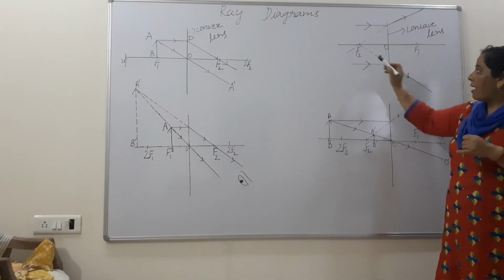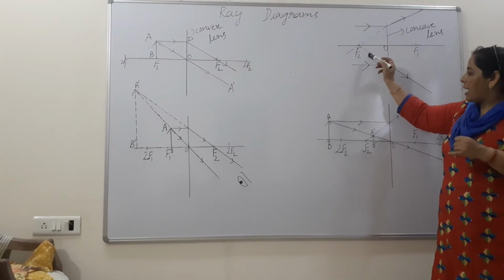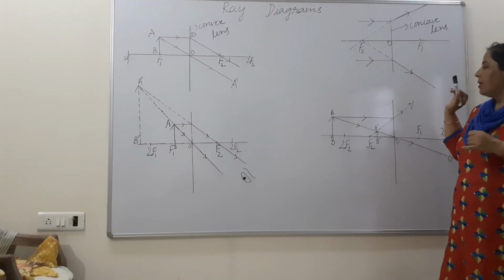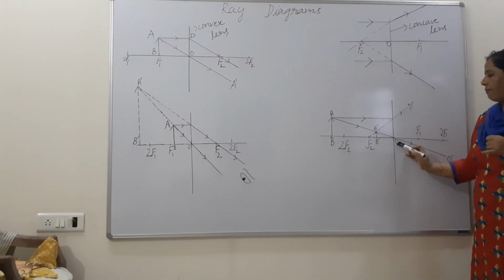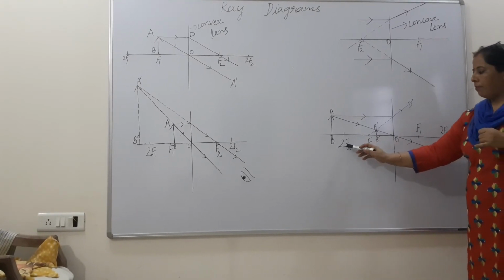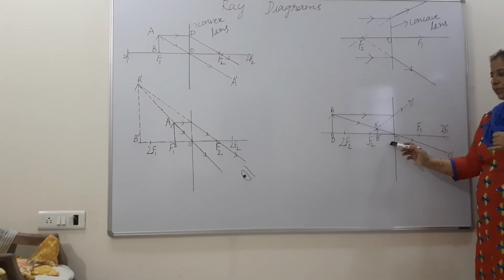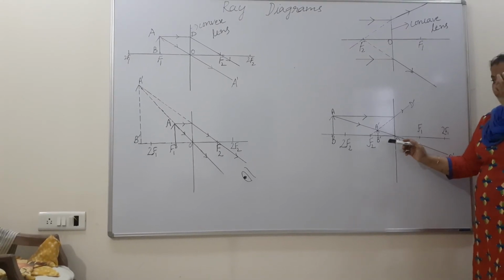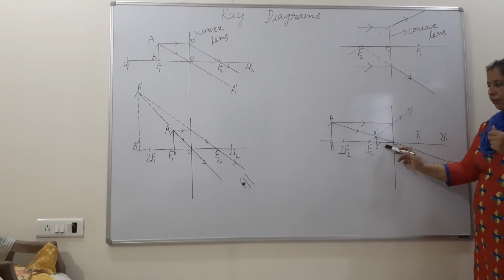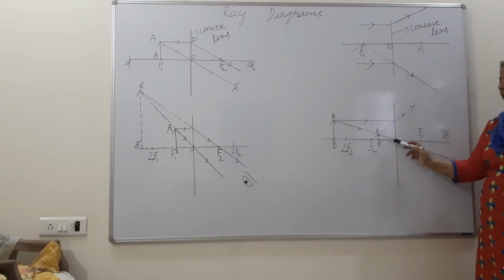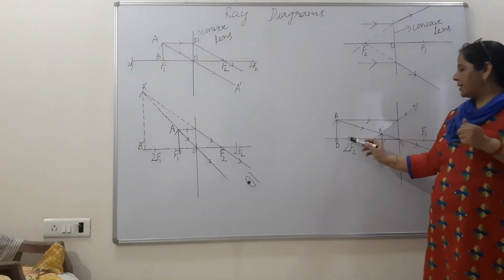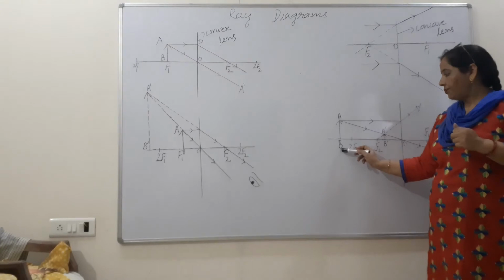Then wherever you will keep the object beta, suppose that you have kept the object between f2 and o, always remember that the image will form between f2 and o, means the image will form on the same side of the object, and the image will form between object and the optical center, and it will be virtual, erect, and very diminished. For second diagram we have shown object is kept beyond 2f2.